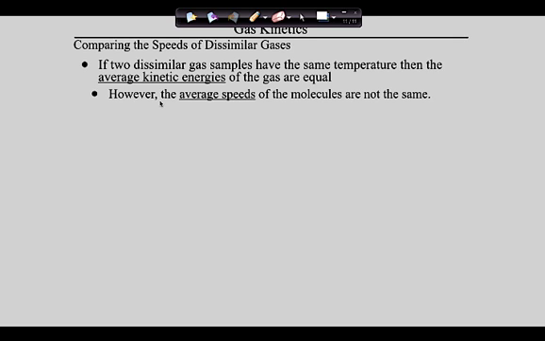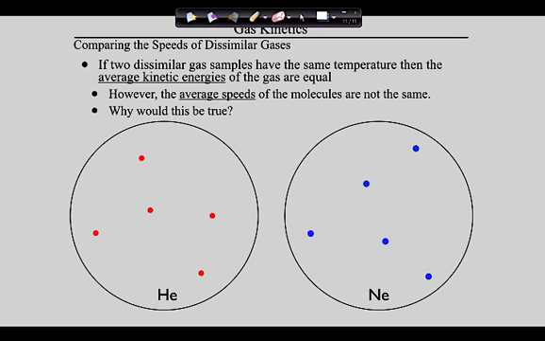Okay, so guys, the question then becomes, which are moving faster, which are moving slower? So why is it true that you could have two gases that their kinetic energies are the same, but their speeds aren't? And we all understand the answer to why, right? What's the difference? The mass. So guys, if you don't understand what I'm talking about, check this out. So here's the idea. We've got two gases now, and let's call the one on the left helium, let's call the one on the right neon.